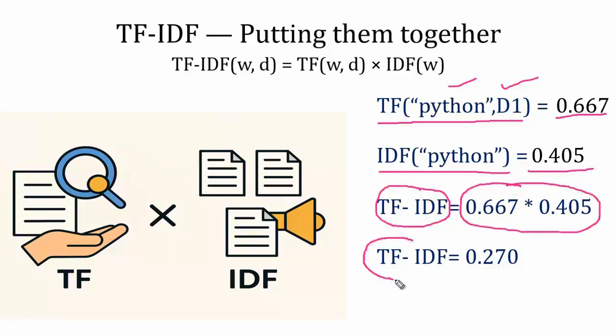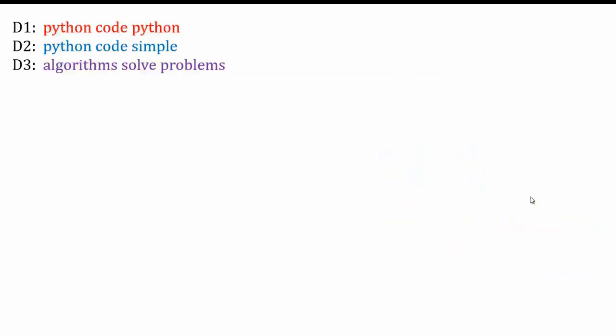So this is the TF-IDF value for this particular word, Python, in document 1. Hope all of you are clear with how to calculate TF-IDF. Now let's take a complete example using the same 3 documents. So here are our 3 documents. Document 1: Python code Python. Document 2: Python code simple. Document 3: algorithms solve problems.